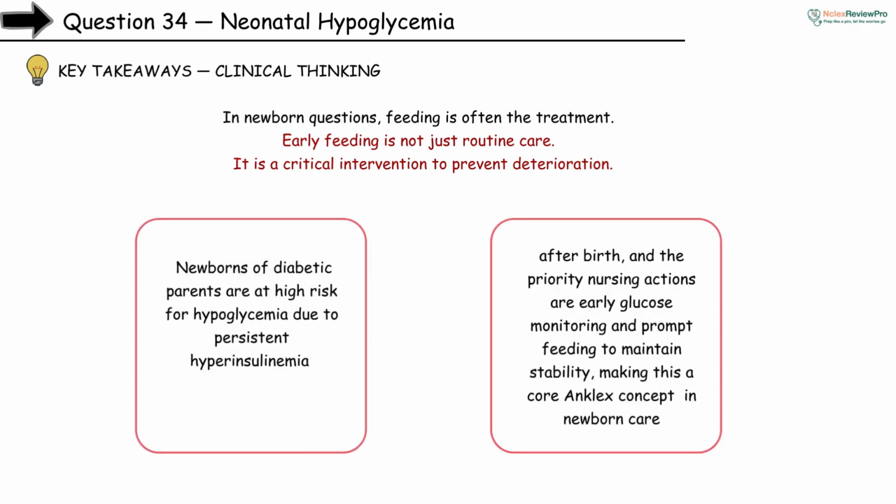So the key takeaway here is this. Newborns of diabetic parents are at high risk for hypoglycemia due to persistent hyperinsulinemia after birth, and the priority nursing actions are early glucose monitoring and prompt feeding to maintain stability, making this a core NCLEX concept in newborn care. Now let's continue building on newborn complications and priorities.